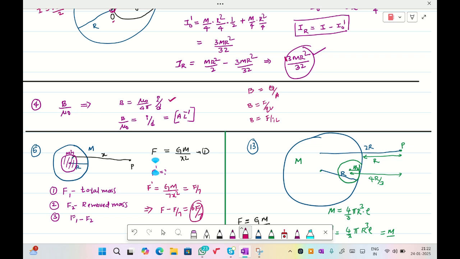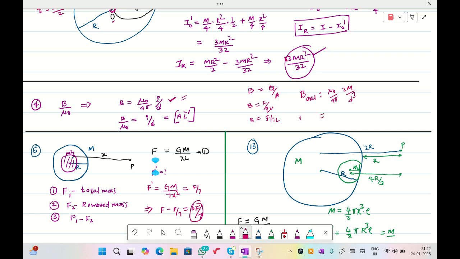So by seeing the question B by mu naught, immediately you have to take this formula, B related to this one. And you can write B is equal to mu naught by 4 pi into 2 m by d cube. So all those formulas are there. B axial, the magnetic field, is equal to mu naught by 4 pi into 2 m by d cube.